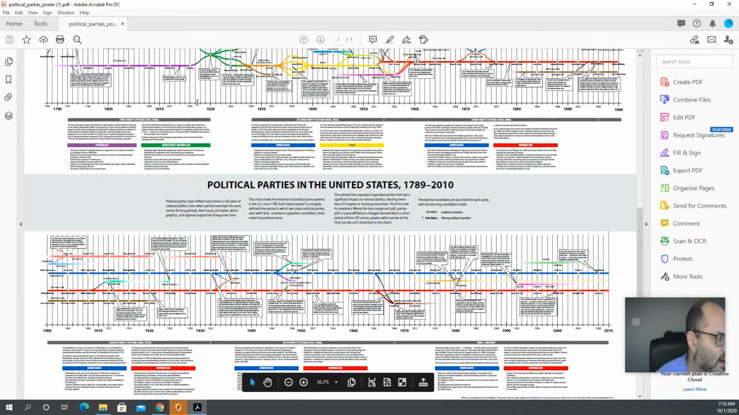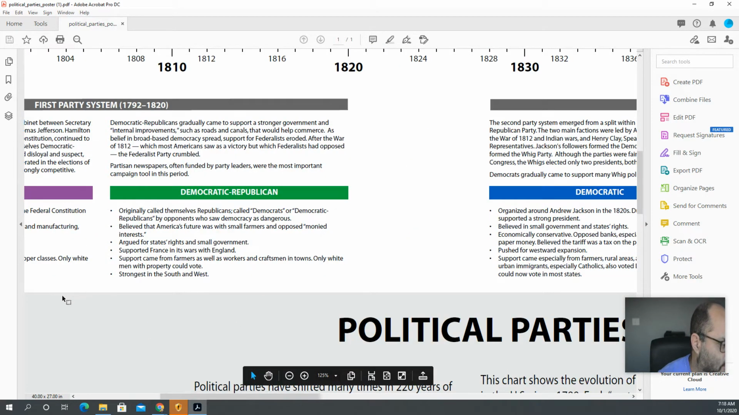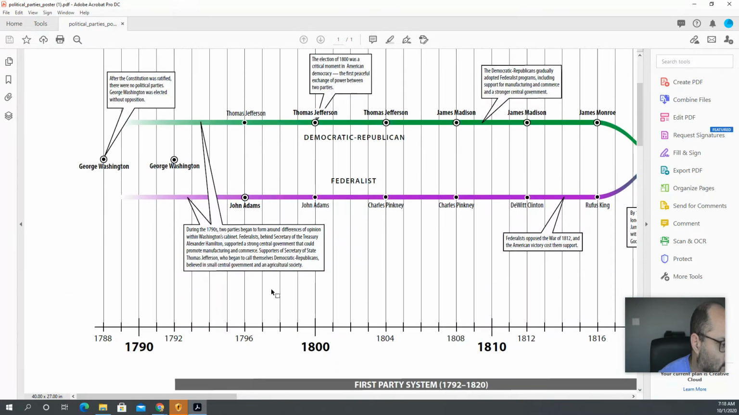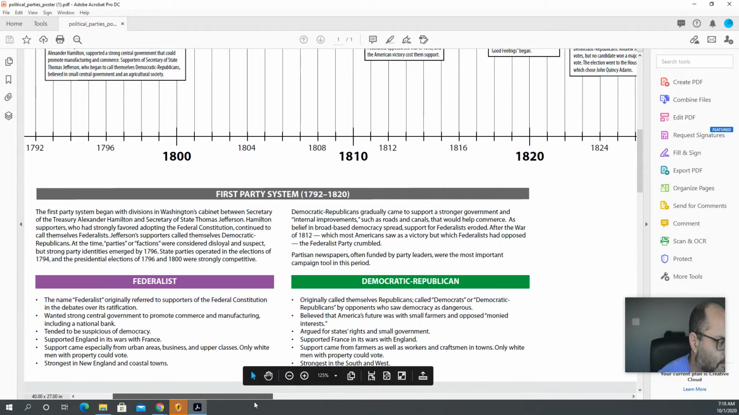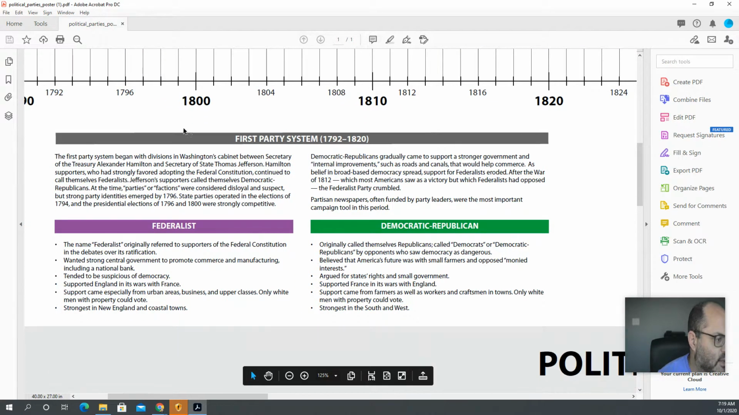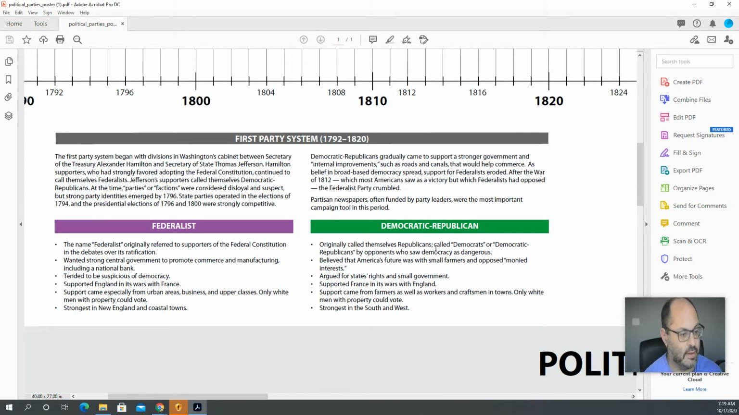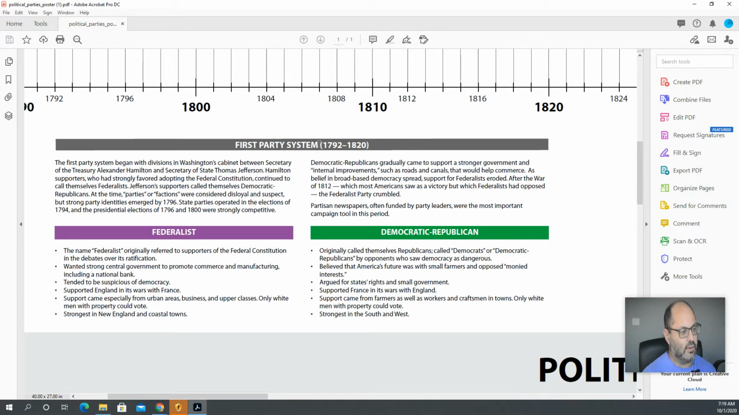And what they do nicely is describe what is actually happening here. If you zoom in a little bit, it'll show you the first party system. It says that it was the Federalists and the Democratic Republicans. And they give you an overview of the history of the moment. Even if there was no party platform at the time, they put together an actual platform, things that either side believed in. And they also tell you how long it lasted. So this one lasted from 1792 to 1820.